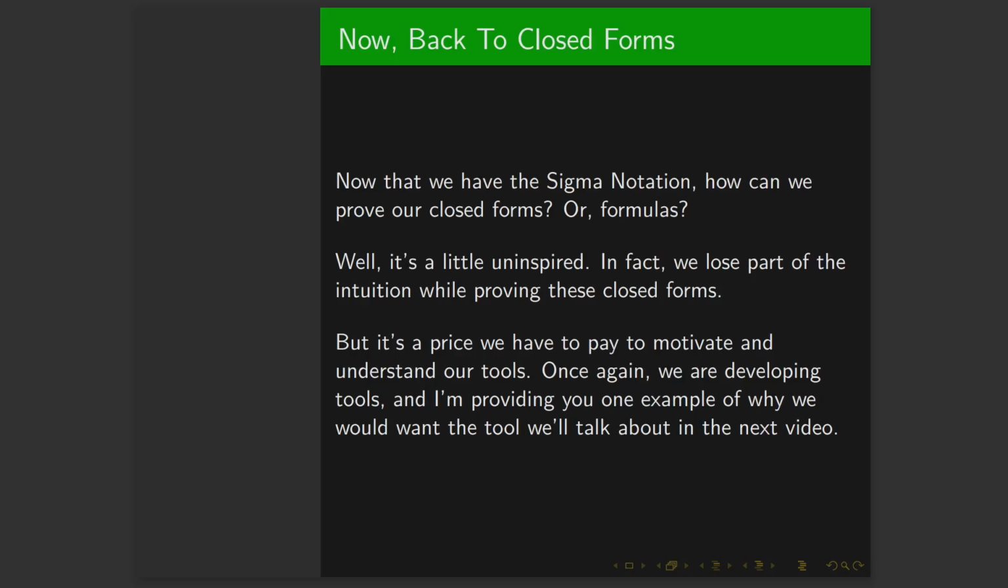So the idea is this. Our motivation for discovering this new tool is proving closed forms or formulas for summations, adding something over and over and over again, or like 1 plus 2 plus 3 plus 4, all the way up to a certain number. Or let's say I told you to prove 1 squared plus 2 squared plus 3 squared all the way up to k squared. How would you prove that? That's what we're going to discover. That's a tool we want to learn.